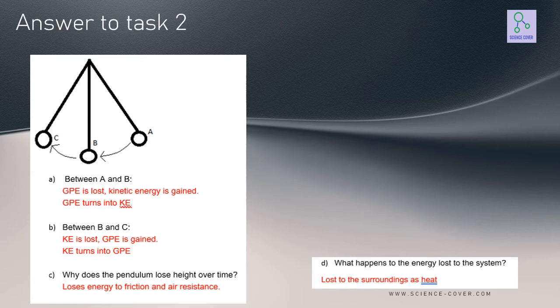Why does the pendulum lose height over time? It loses energy to friction and air resistance. What happens to the energy lost to the system? It'll all be lost to the surroundings as heat.